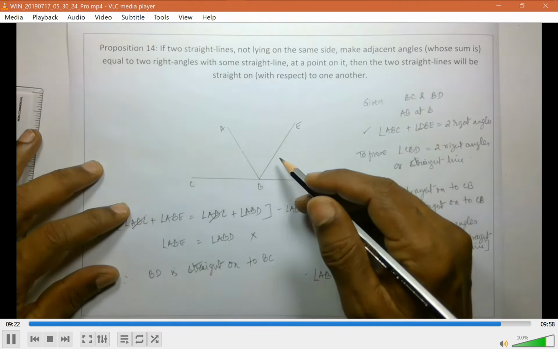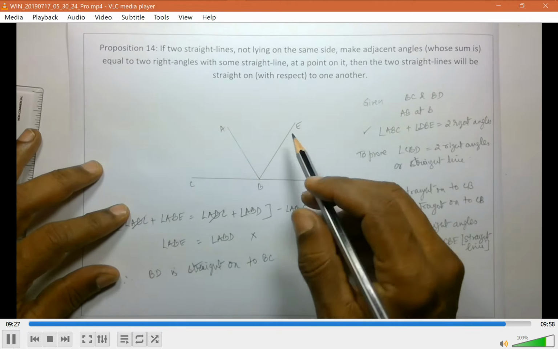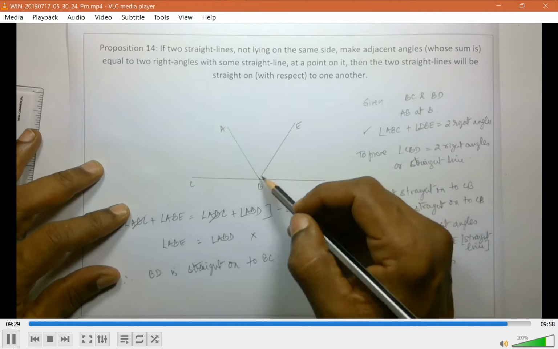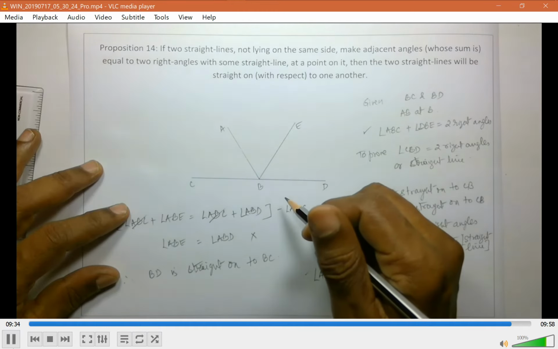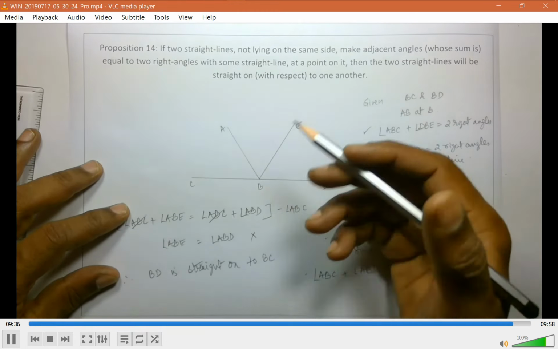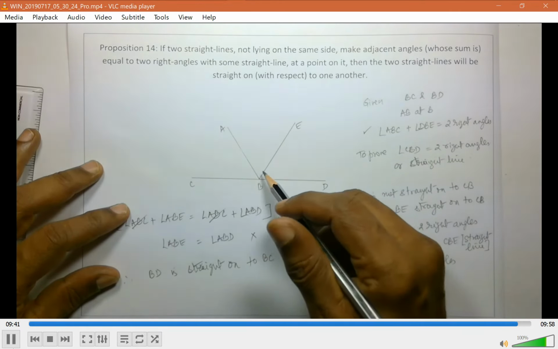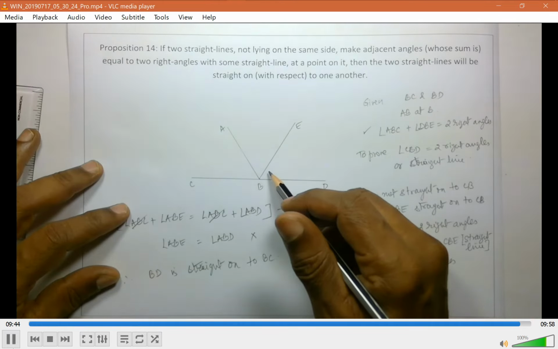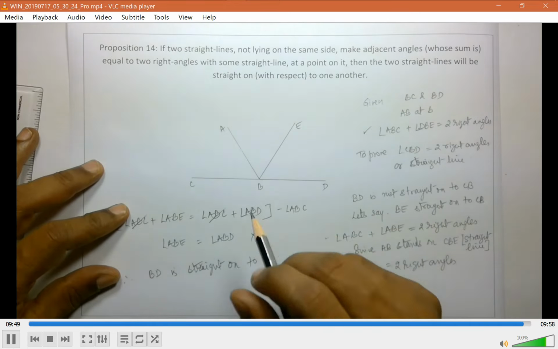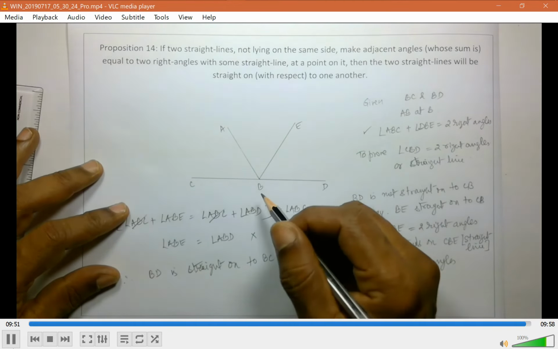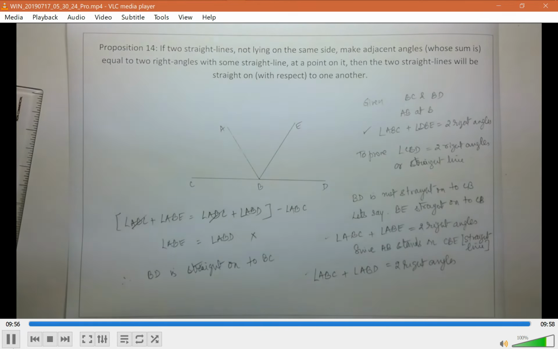So basically here there are two things. In some other proposition we had that if on a straight line you have two angles formed, then the sum of the angles is two right angles. Here it is exactly the opposite. If you have two adjacent angles equal to two right angles, then the line on which they are standing is a straight line. So that is proposition 14.